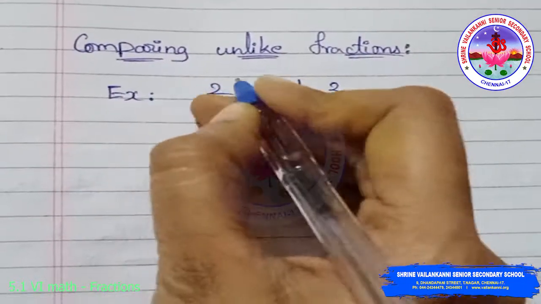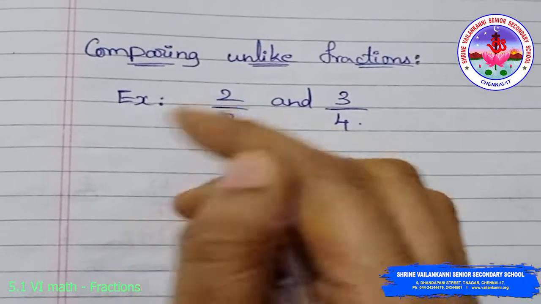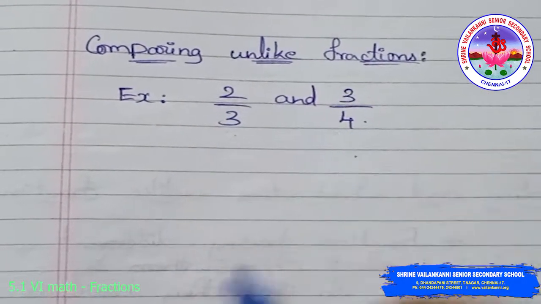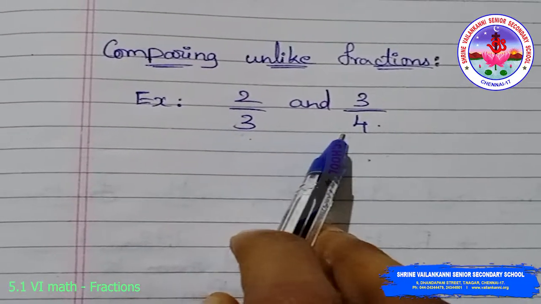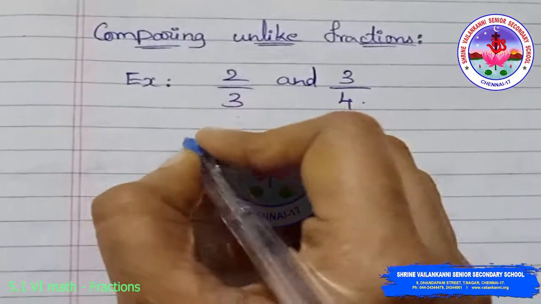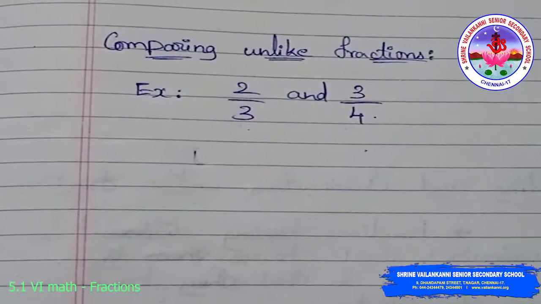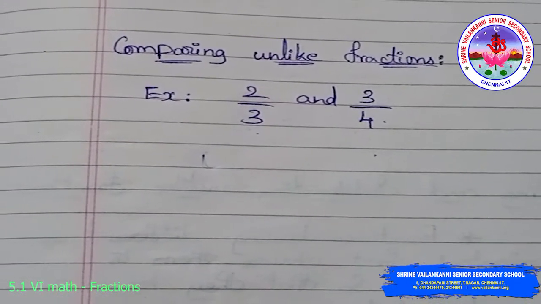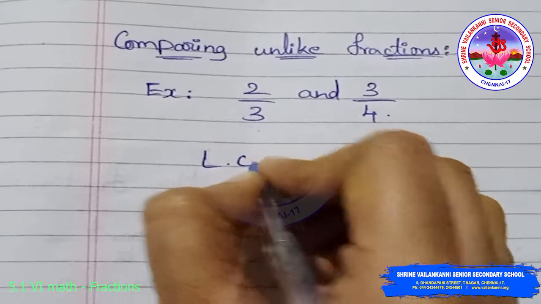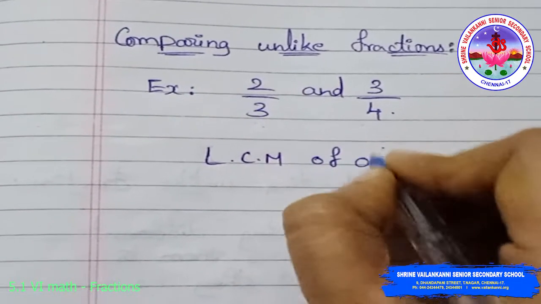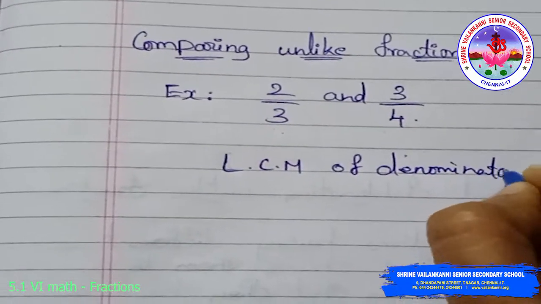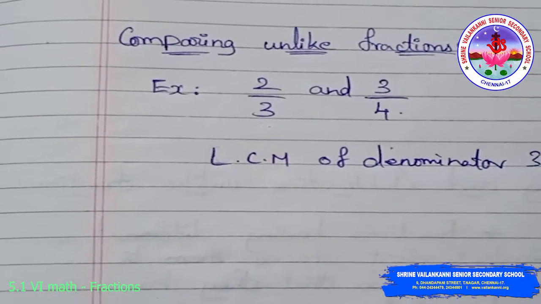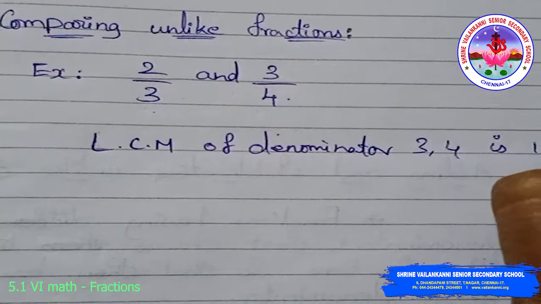For example, 2 by 3 and 3 by 4. 2 by 3 is a fraction and 3 by 4 is a fraction. Now check the denominators. The denominators are different, so it is an unlike fraction. The first step, find the LCM of the denominators. The LCM of 3, 4 is 12.